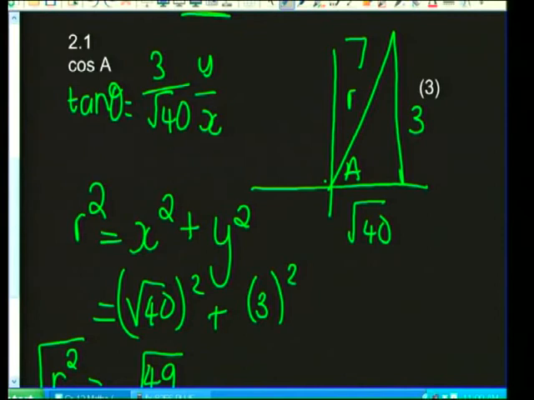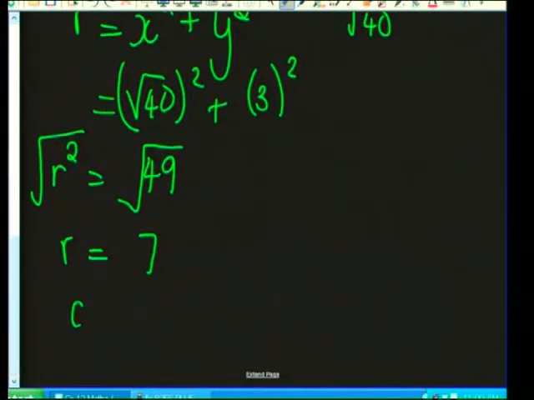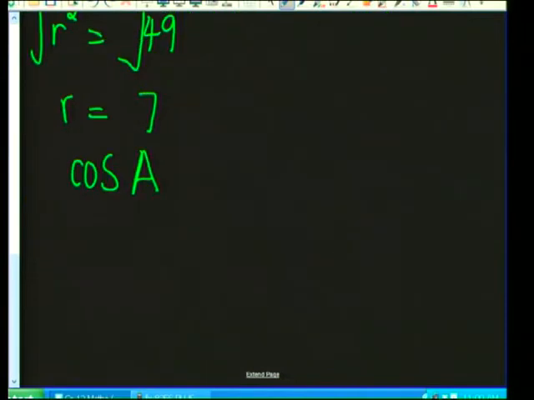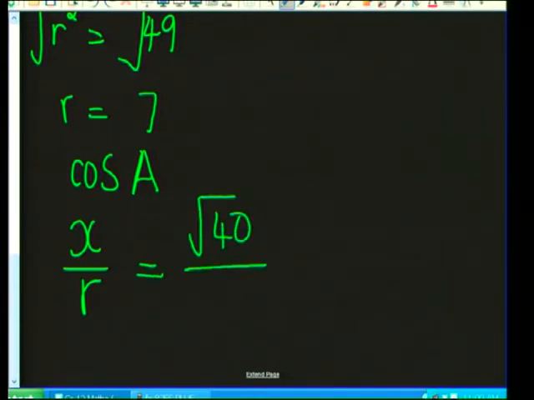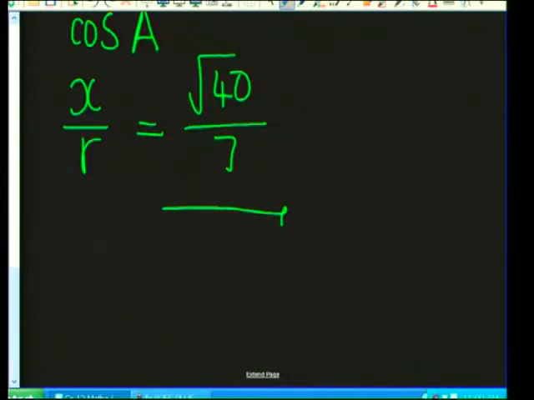So now we can actually answer the question. The question said, find cos A. Remember, cos is x over r, which is then square root 40 over 7. And that is your answer.